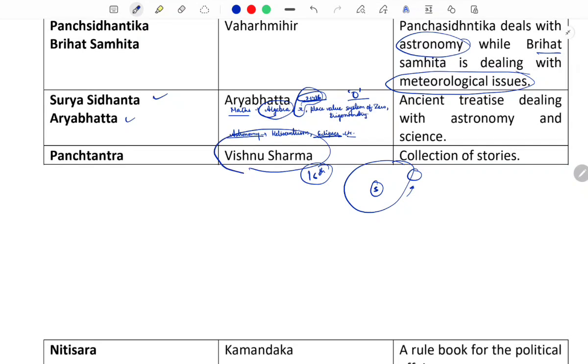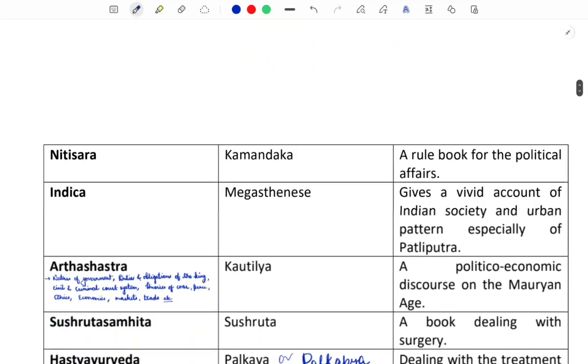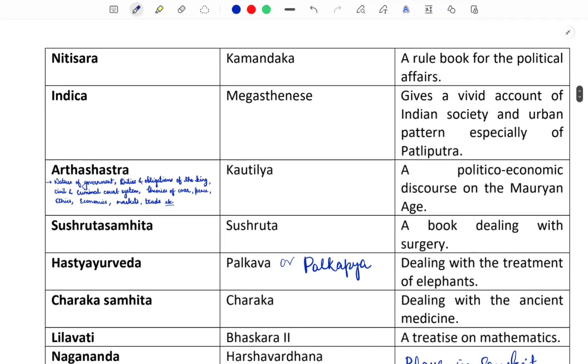Next is Vishnu Sharma's Panchtantra. You must have read some of the stories from the Panchtantra. This was a collection of stories. Next is Kamandaka's Niti Shastra, and Niti Shastra was actually a rule book for political affairs. It was considered the encyclopedia of political ethics at the time.